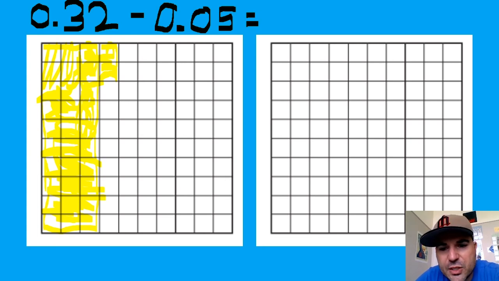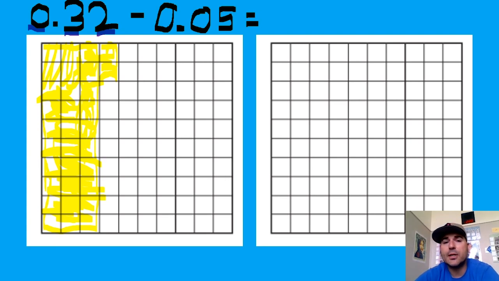And the number that we have to start with is going to be 0, because we don't have a full square colored in, but we do have 32 hundredths, or 32 equal size smaller squares. Now, we know that when we see a subtraction symbol, we're going to find the difference, or we're going to need to take some away. In this case, we're going to take 5 hundredths away. That means we're going to take 5 of our equal size squares away from the group of 32.